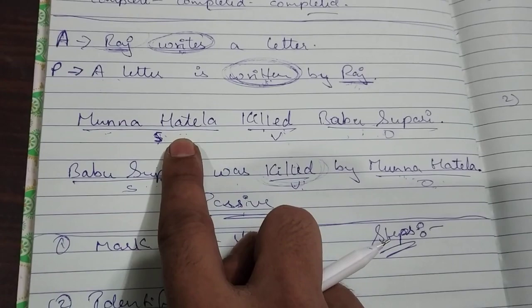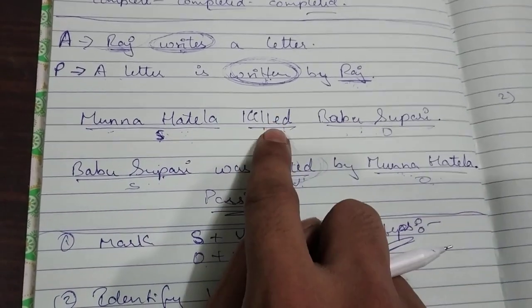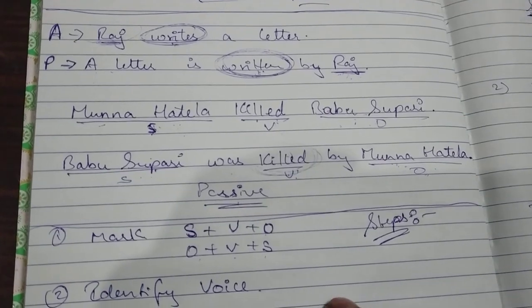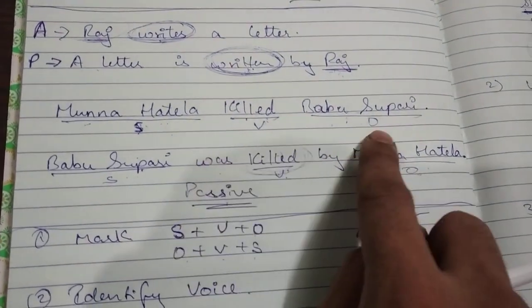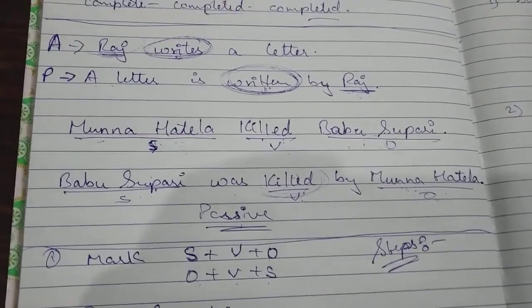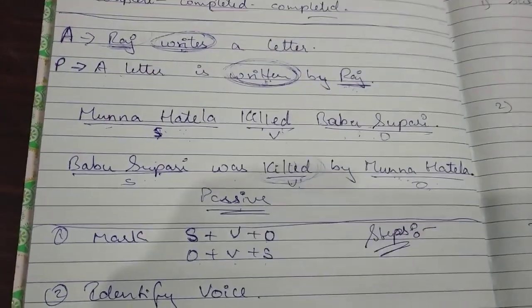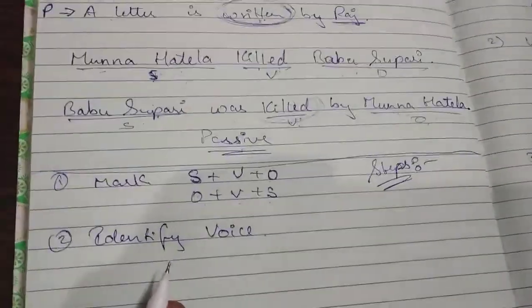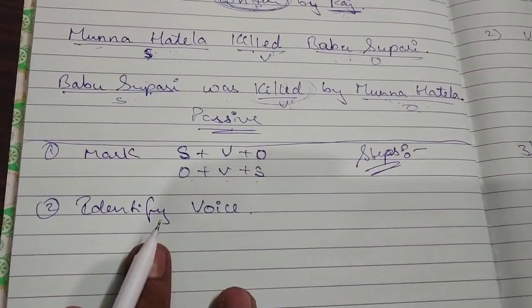If after marking the subject, verb, object, you find that it is active, then we will be putting the rules of how to convert it into passive. After marking subject, verb, object, if you find that it is passive, then we will be putting the rules of how to make it from passive to active. Understood? So the second step becomes identifying the voice.